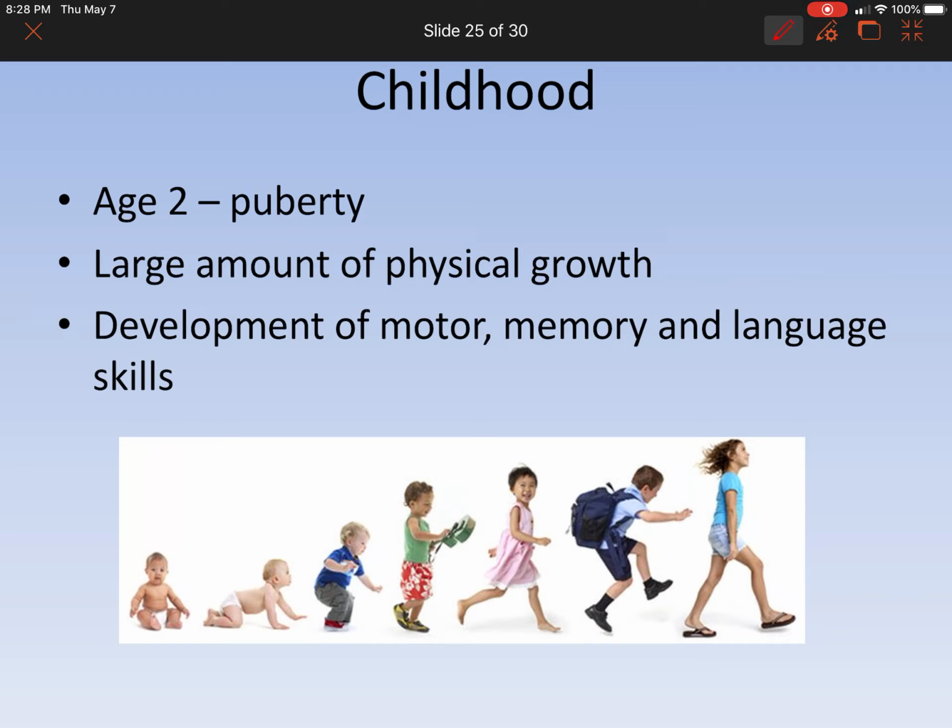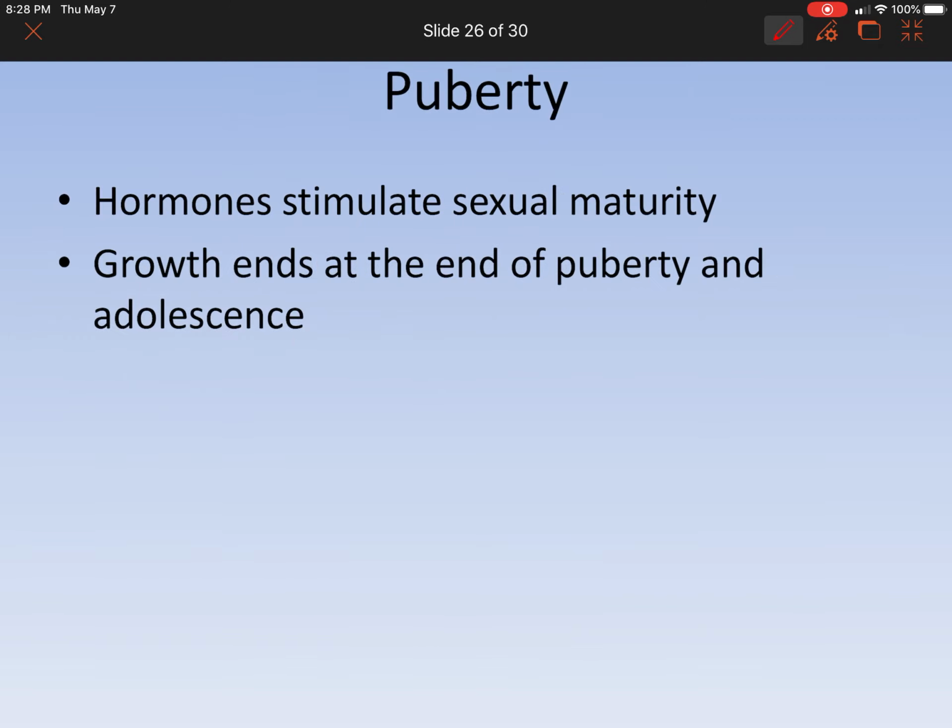Childhood. Childhood is from age 2 to puberty, so a lot of physical growth during this time. And you guys are not that far away from this. You just left it a little while ago, so you know that there's big changes during this time. Development of motor, memory, and language skills. So again, huge development throughout childhood.